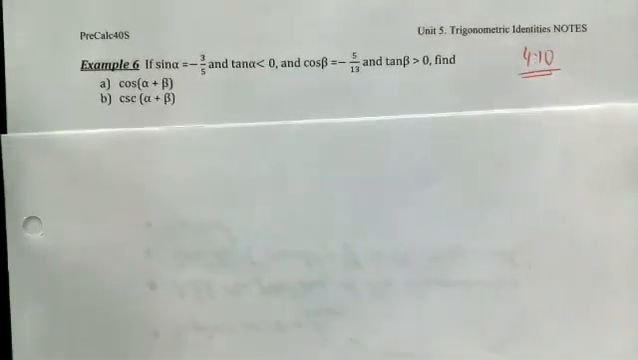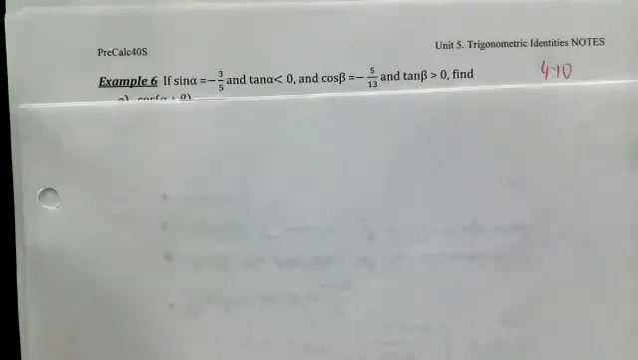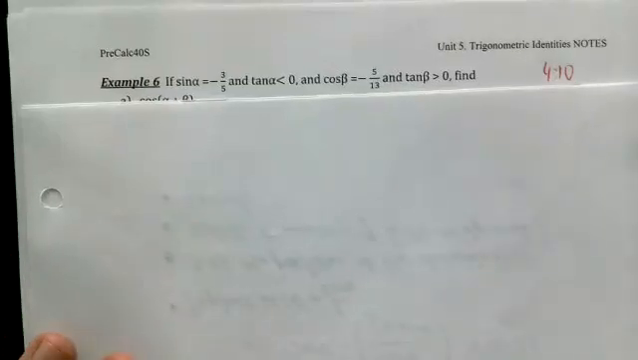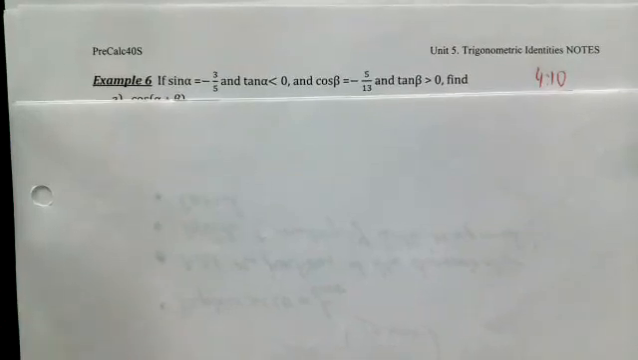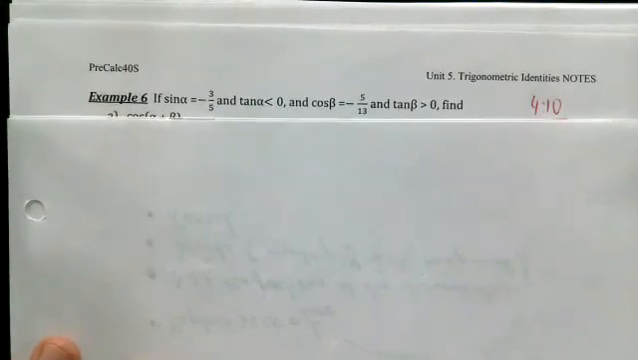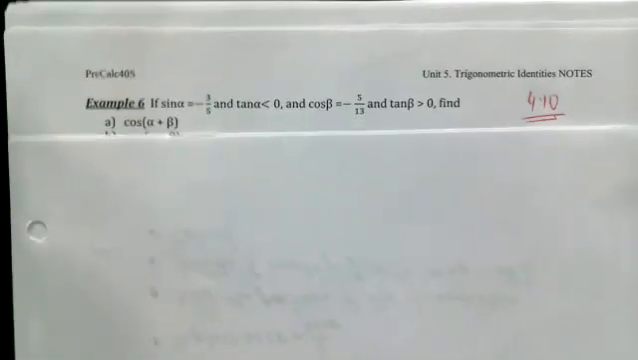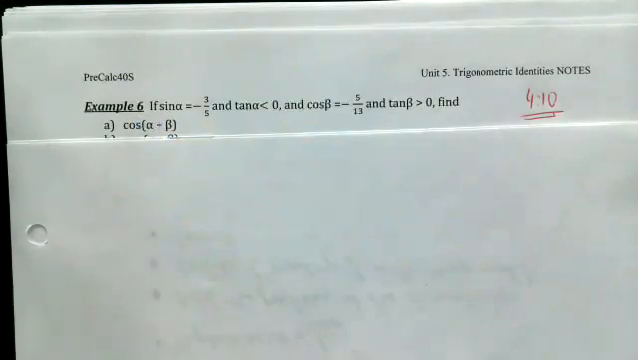Example 6, an XYR question. The first one is already done on this page, and the cosecant of alpha plus beta is on the next page. Okay, so if sine of alpha is -3/5 and tangent of alpha is less than 0 or negative, then cosine of beta is -5/13 and tangent of beta is positive. Find cosine of alpha plus beta.